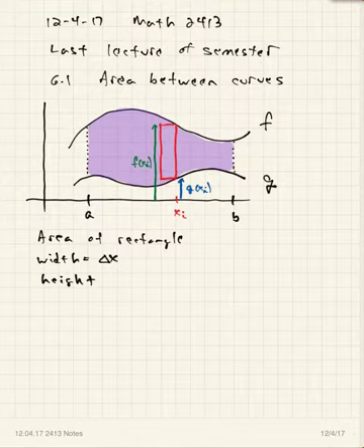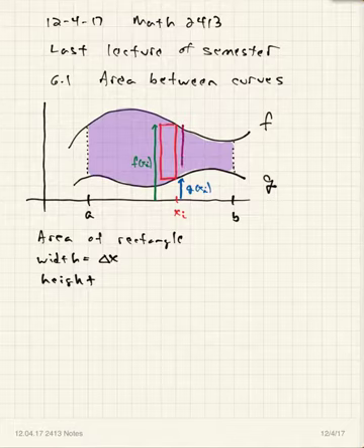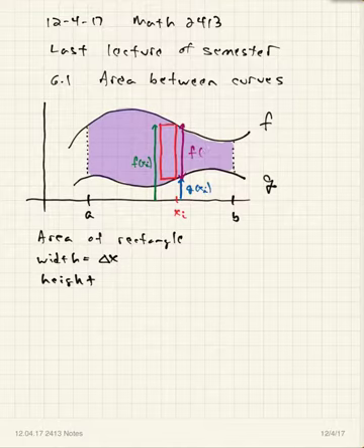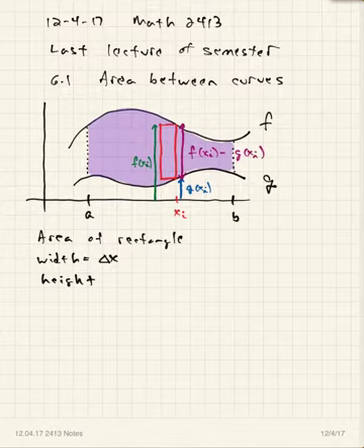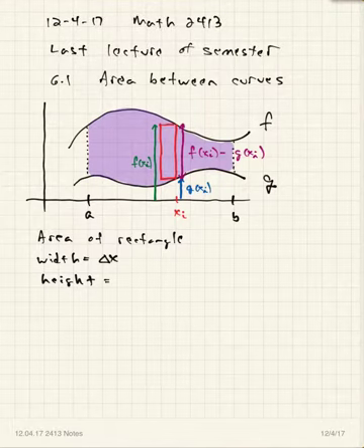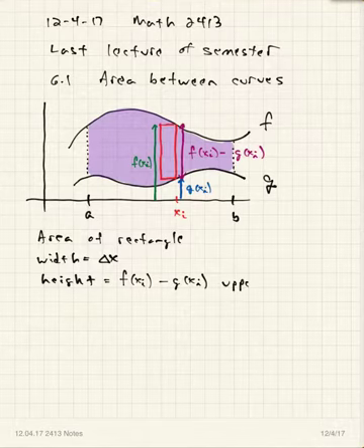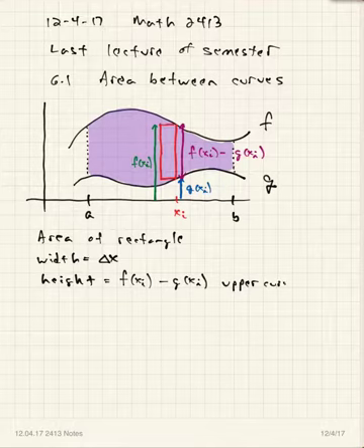And so the height of this rectangle, on the picture, would be this distance right here. And the height of this rectangle would simply be f of x sub i minus g of x sub i, like that. And so that would be the height of our rectangle. The height of this ith rectangle would be f of x sub i minus g of x sub i. And what I want to point out here is that, if you look at the picture visually, this represents the upper curve minus the lower curve.